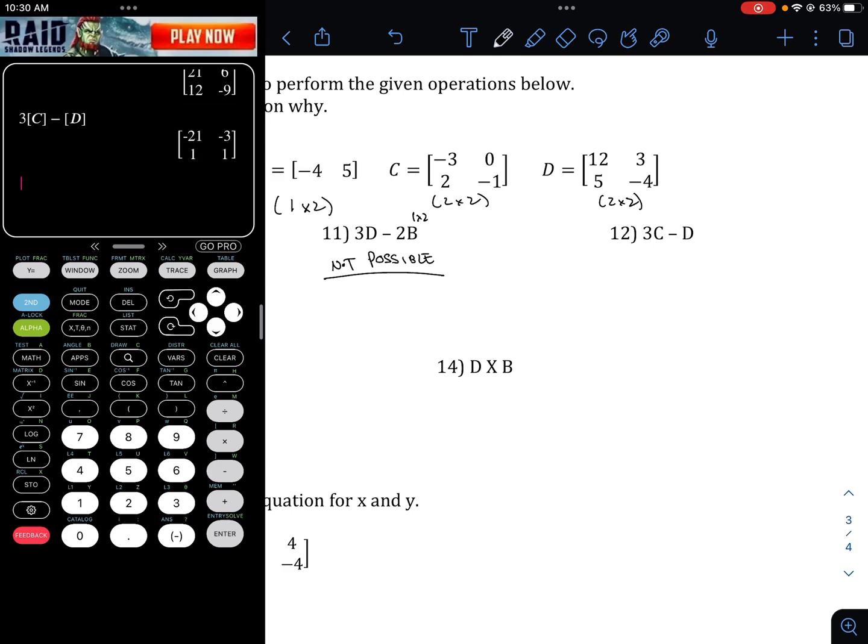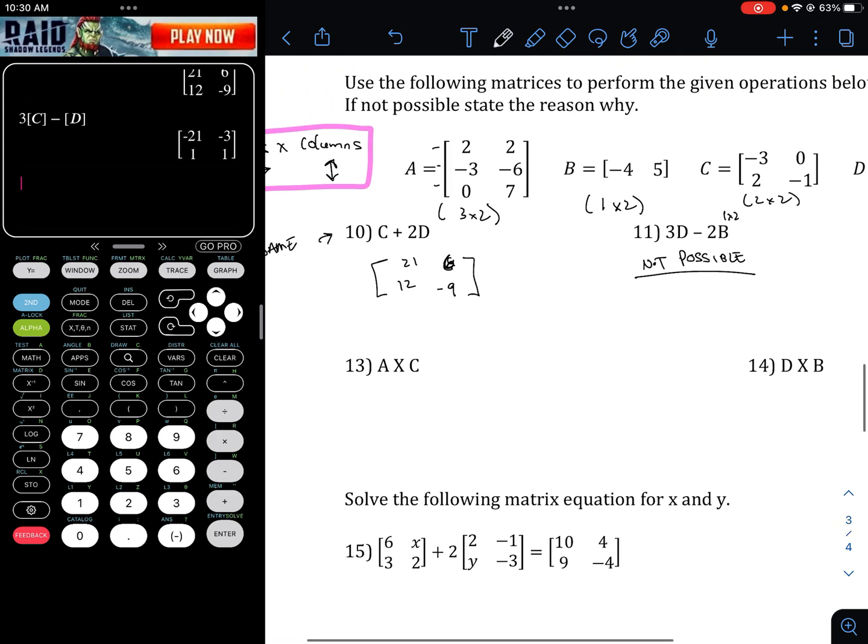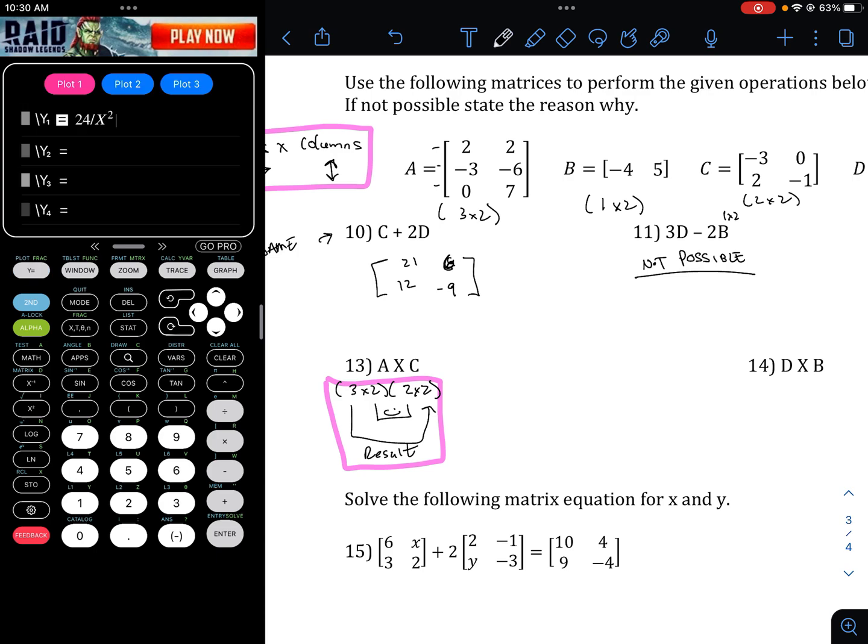3C minus D: -21, -3, 1, 1. There you have it. A times C. So let's think, is this possible? A is a 3 by 2, and C is a 2 by 2. Another thing to remember, these numbers need to match in order to multiply. These numbers on the end are what you result in. So another little snippet to possibly have for matrix multiplication. If that doesn't happen, simply not possible.